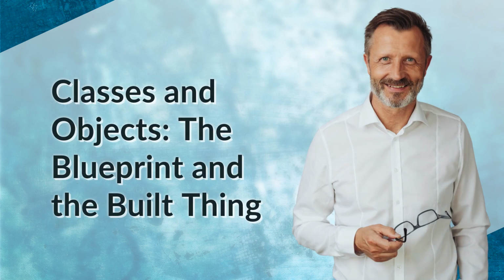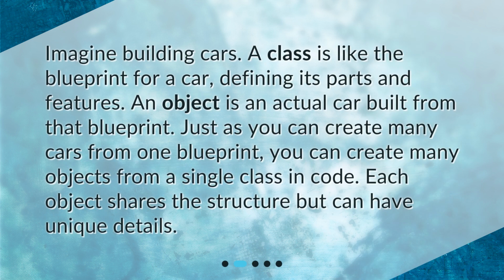Classes and objects, the blueprint and the built thing. Imagine building cars. A class is like the blueprint for a car, defining its parts and features. An object is an actual car built from that blueprint. Just as you can create many cars from one blueprint, you can create many objects from a single class in code. Each object shares the structure, but can have unique details.